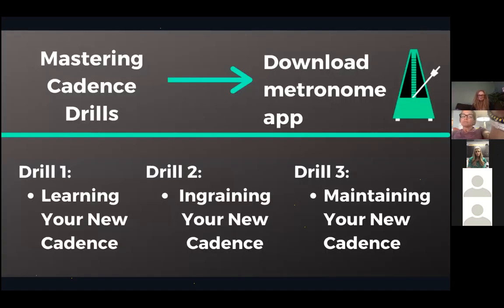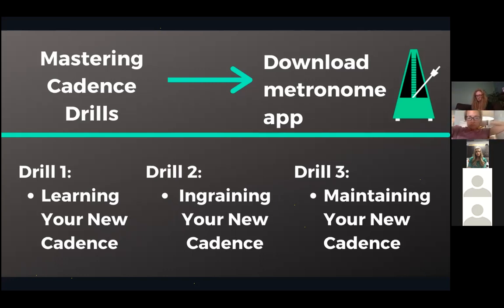So how would you do this practically? We have some mastering cadence drills that we use. And ultimately you would download a metronome, and then we're going to give you guys our ebook called Technique Secrets. And in it, there are these drills that you can go through, so you can try this on your own. The first drill is learning your new cadence. That's essentially using a metronome to get used to your cadence.